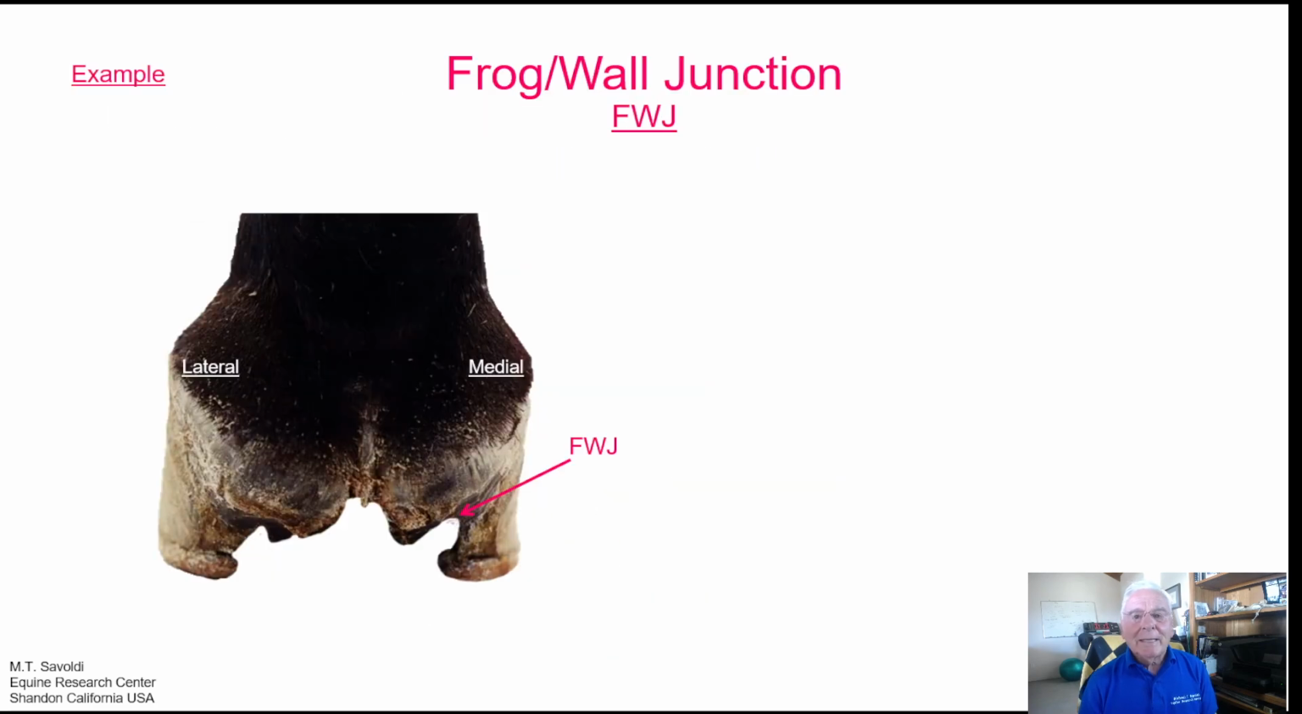So we can now look at the rear of a horse's foot. There's our moisture line, or our frog wall junction. And what do we see?